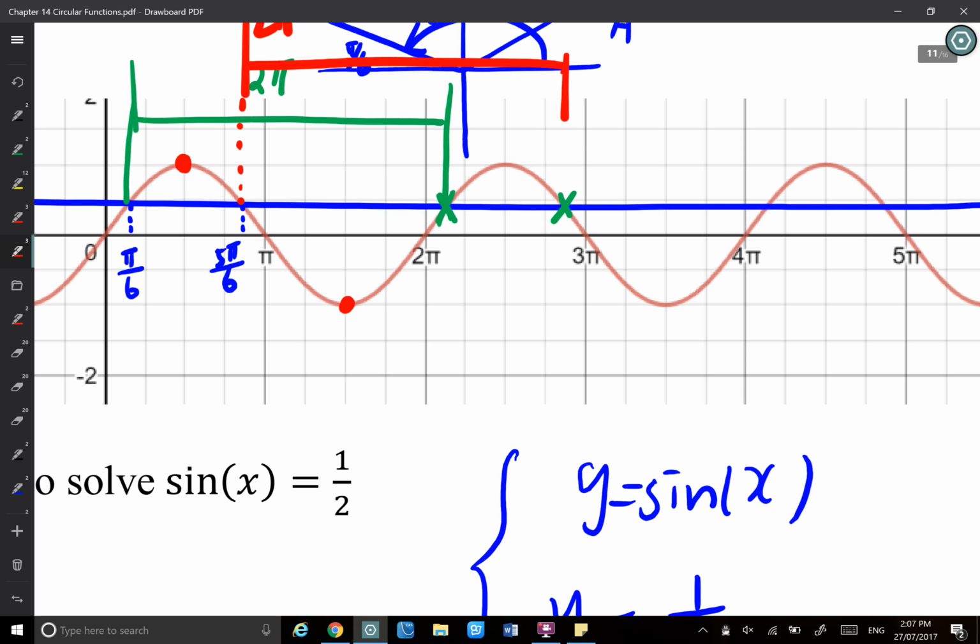So the only exception is 1 or negative 1. Sine equals to 1 or sine equals to negative 1, in each period there's only 1 solution. If you have any other value, you have 2 more solutions in each period.